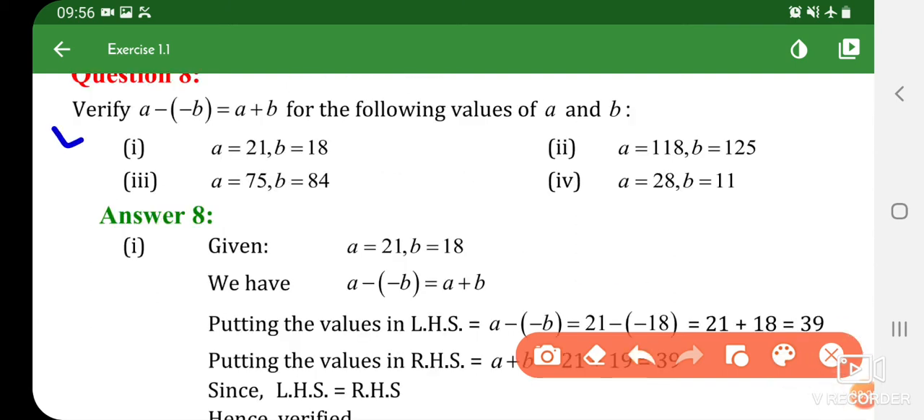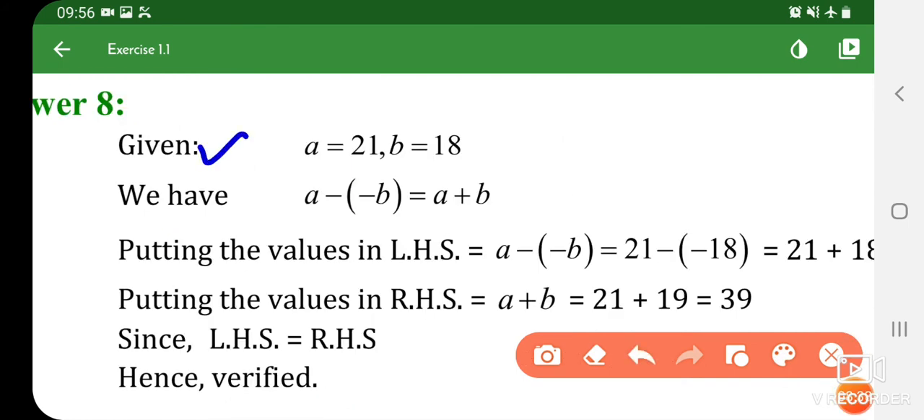Next is question number 8. Verify that A minus (minus B) is equal to A plus B for the following values of A and B. So we have to verify that. The first question is A equal to 21 and B equal to 18. So we are already given A equal to 21 and B equal to 18.